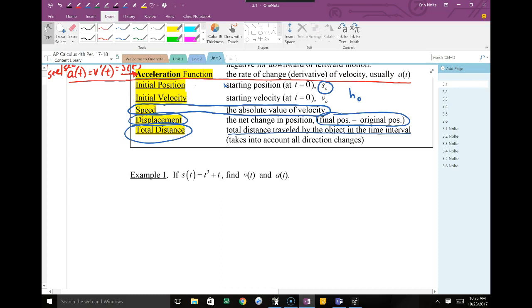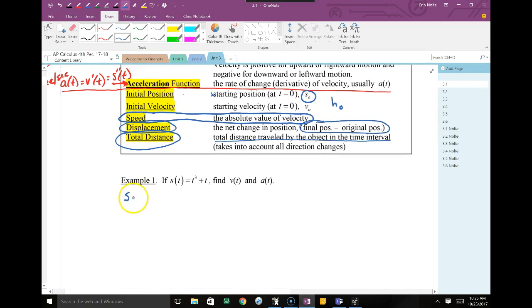So example 1, they start with an S of t. So what kind of function are we working with? A position. So this is some position of who knows what. We're going to find its velocity function and then the acceleration. So how do I go about finding the velocity? Derivative. Very good. So I'm just going to take the derivative, which is going to give me my velocity.